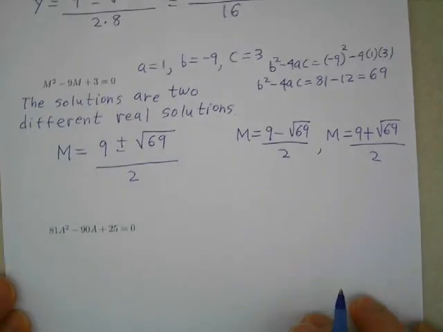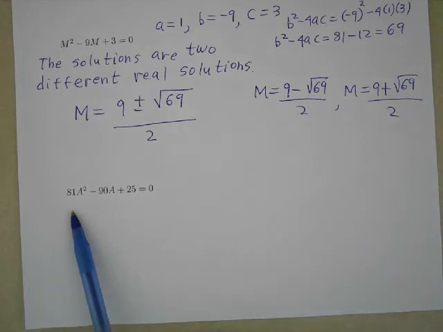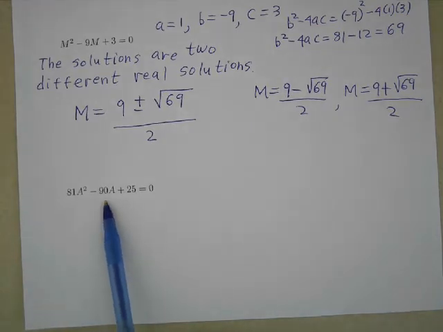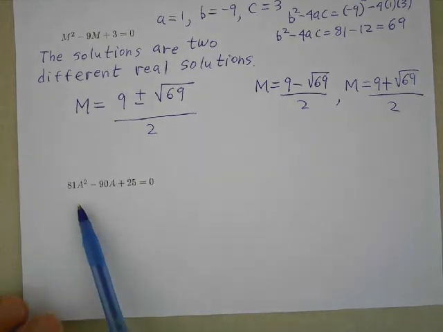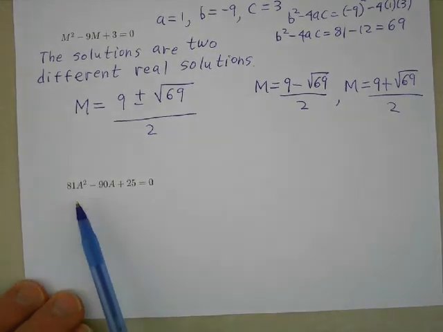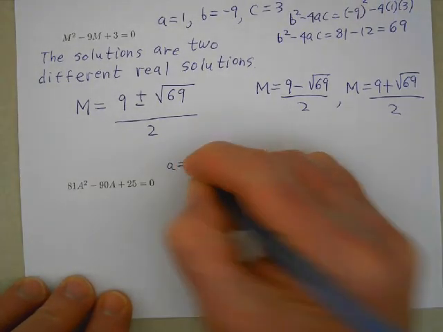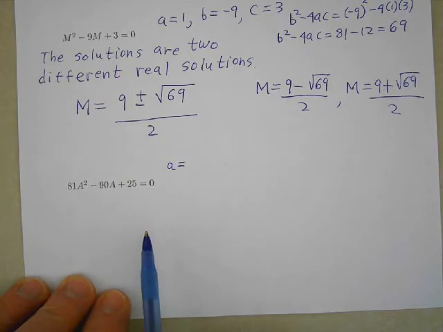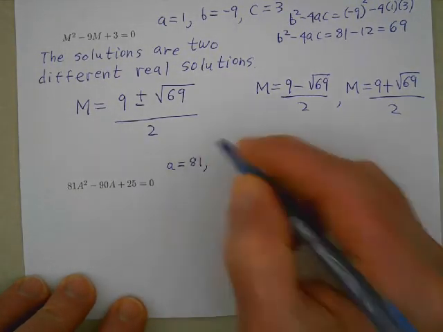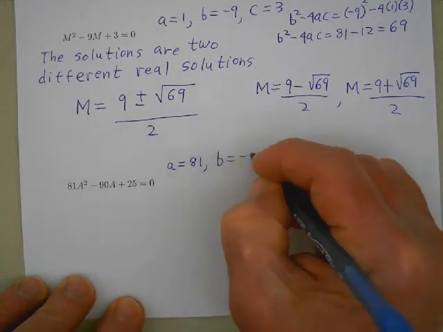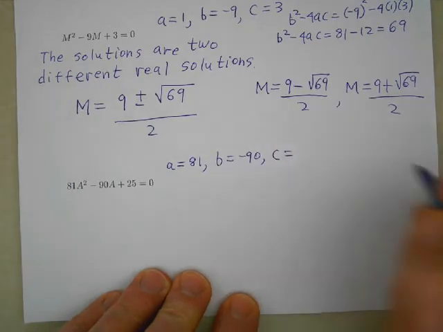Okay, one more example. 81a to the second minus 90a plus 25 equals 0. This is a quadratic equation in the variable a. So in this one, lowercase a, not to be confused with capital A, lowercase a is 81, b is negative 90, and c is 25.